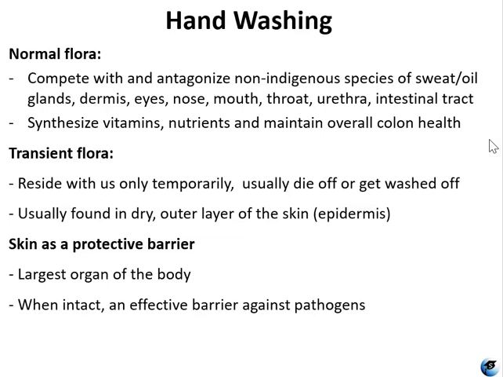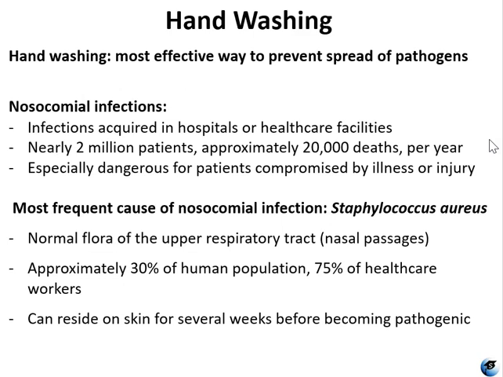Skin is the largest organ of your body, and if it is intact, meaning with no lacerations or open wounds, your skin is an extremely effective barrier against infection. Regardless of whether or not a microbe is normal flora or a transient flora, pathogenic or not pathogenic, the skin prevents entry of microbes into the bloodstream where it can become detrimental to your health. Hand washing is the most effective way to prevent the spread of pathogens, including nosocomial infections.